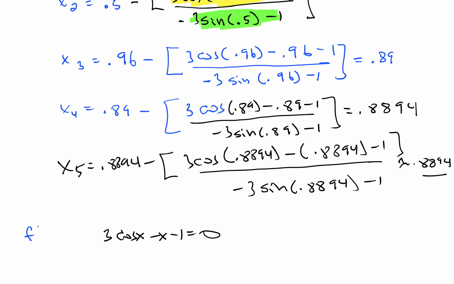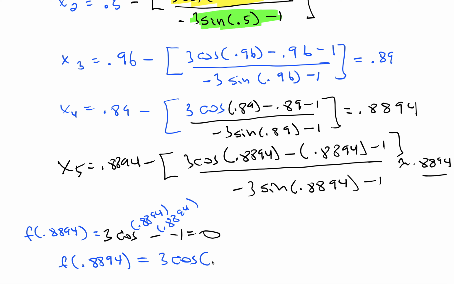f of 0.8894 equals, would have been easier if I just wrote it all down, 0.8894, 0.8894, and then this is 0.8894. Are you punching it out? 3 cosine 0.8894 minus 0.8894 minus 1 equals 0.